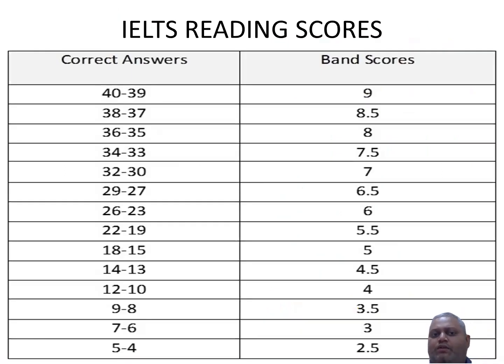Reading scores: you can understand from this Excel sheet that 39 to 40 correct answers give band 9, 37 to 38 correct answers give band 8.5, and so on. This need not be elaborated further. You can easily understand from this Excel sheet.